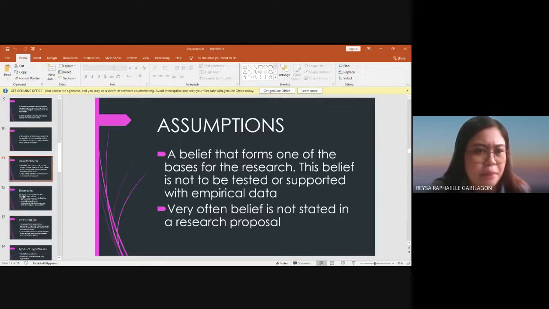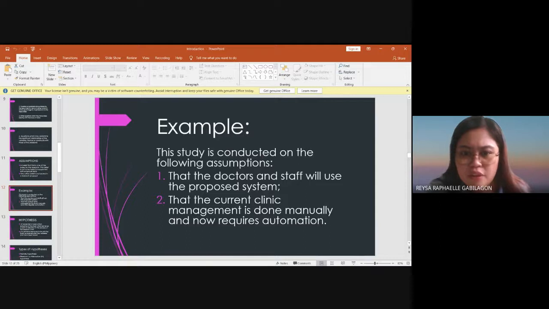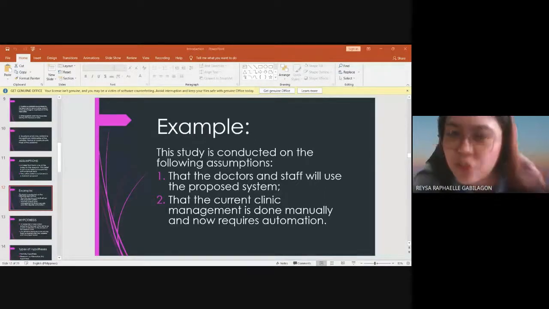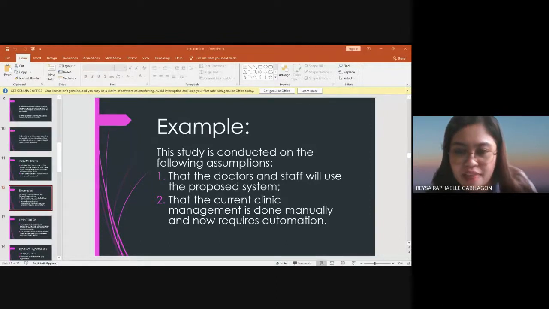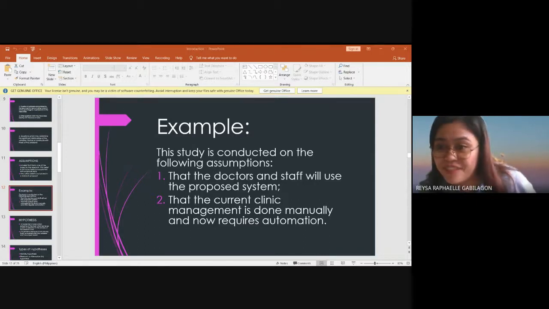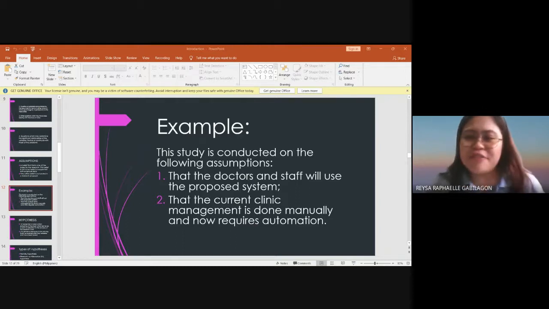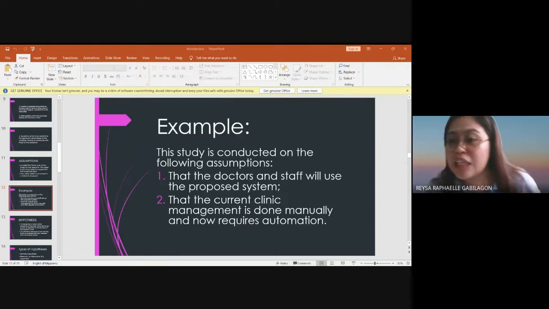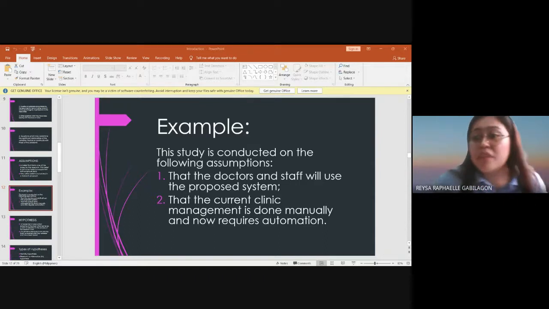So what is an example of this? Say you are a hospital pharmacist and you are designing a system. You want to propose an automation system in the hospital as your research. So you have assumptions like number 1, once you finish your proposed system, the hospital will really use that system. That's an assumption. That's your belief. Once you finish your research, they will use it. But it need not be tested.